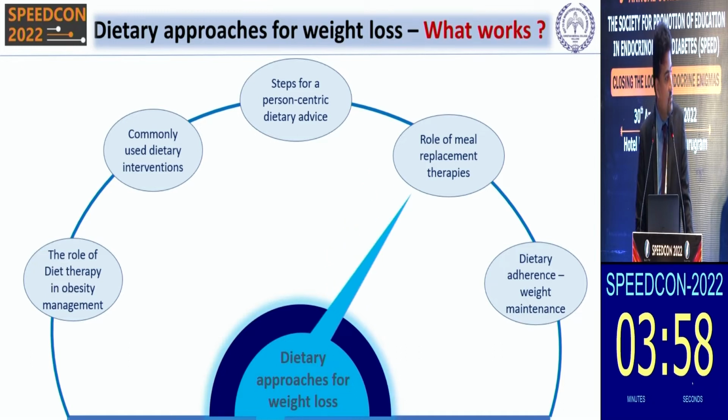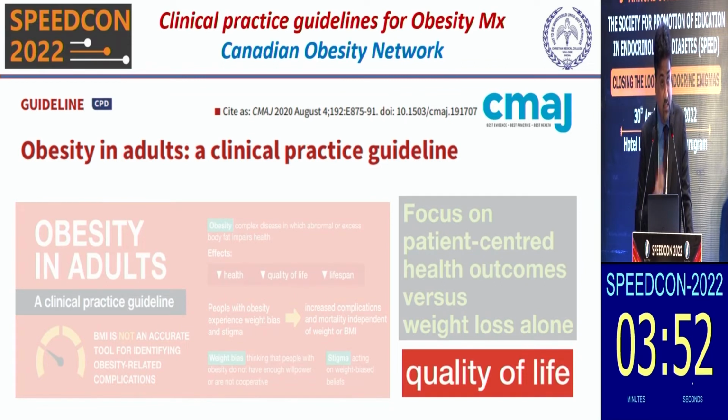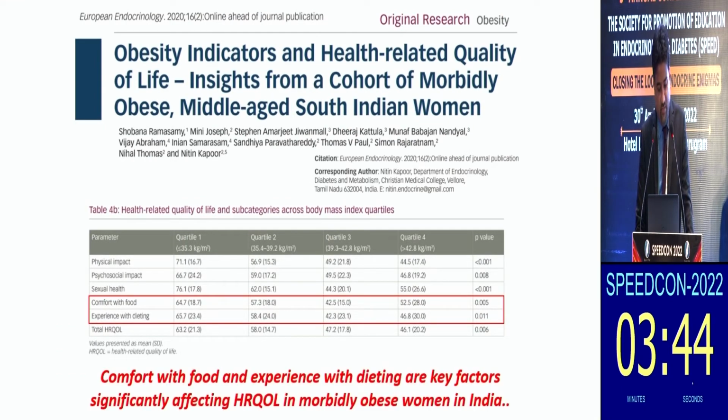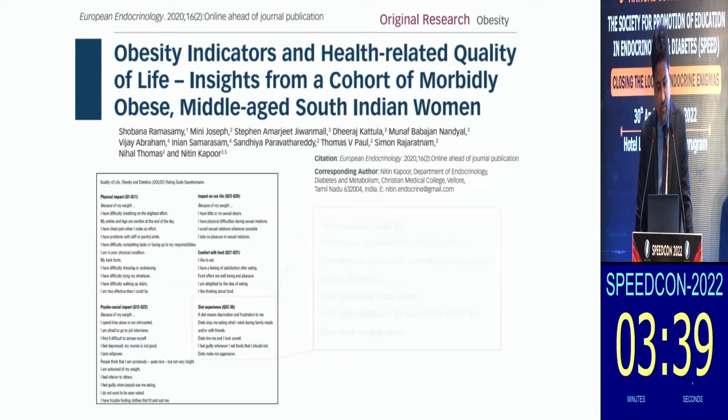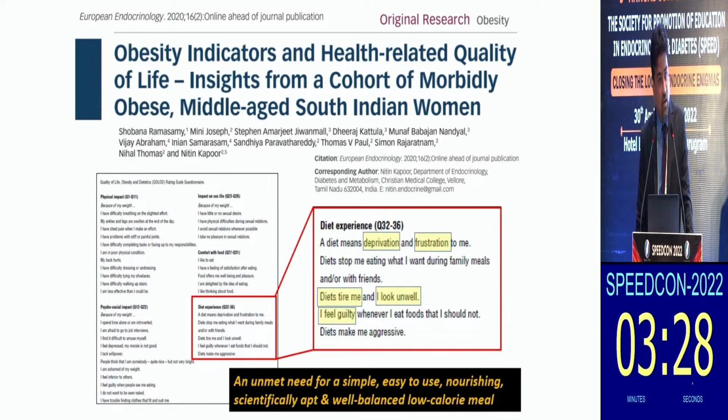This takes me to the 4th aspect of my talk, talking briefly about meal replacements. These are the Canadian obesity guidelines, probably the most recent and one of the best guidelines for obesity management. They talk about managing obesity with respect to good quality of life. We did this study a couple of years ago. We see that diet-related quality of life is really important. Patients often consider significant dieting as deprivation, frustration. At a certain point, it does cause tiredness, making them look unwell. And this calls for an unmet need of giving a simple dietary prescription which is matched with micronutrients and macronutrients.